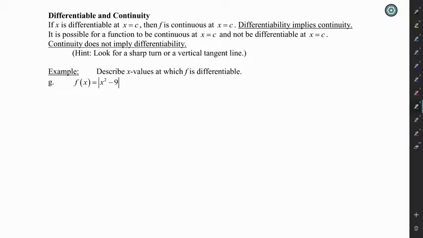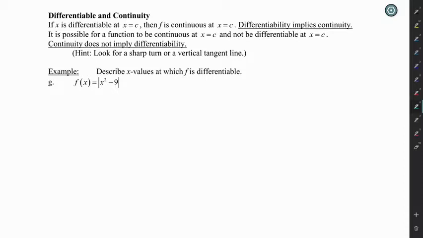So what we're looking for in a continuous function is a sharp turn or a vertical tangent line. If you see either one of those two things, then the function is not differentiable at those points. So for the first example, we're going to describe the x values at which f is differentiable. Our first function is f of x equals the absolute value of x squared minus 9.